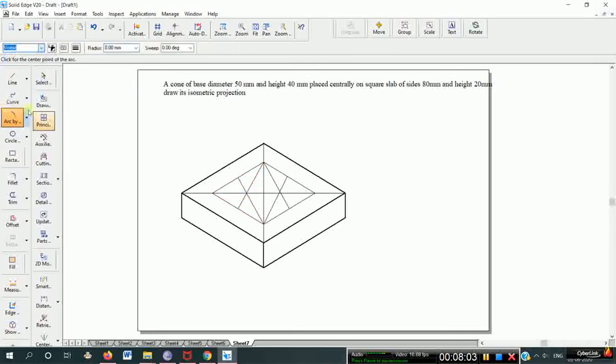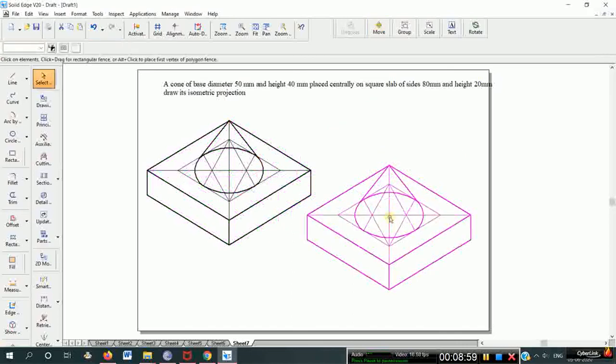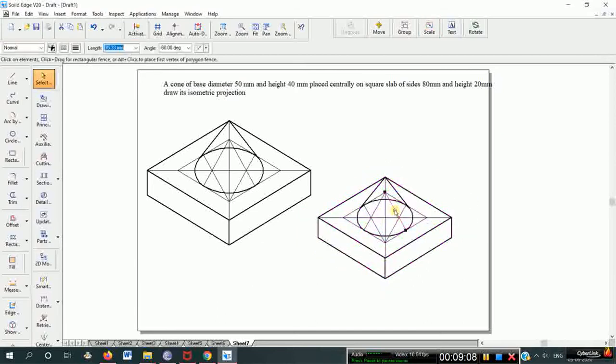So now go to arc by center point. Convert to ISO scale. Delete all the unwanted.